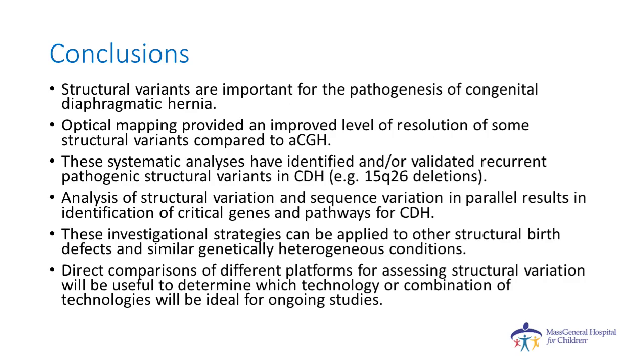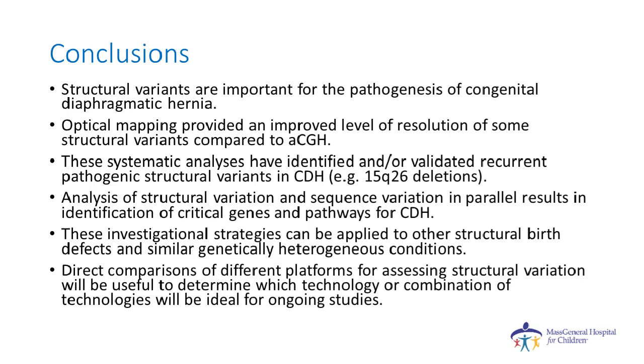Those were the major examples that I wanted to show you. I just want to finish by concluding that structural variants are important for the pathogenesis of congenital diaphragmatic hernia. I hope that I've shown you that optical genome mapping provided an improved level of resolution of some structural variants compared to array CGH, and that these systematic analyses have identified and/or validated recurrent pathogenic structural variants in CDH. I've shared the example of 15q26 deletions.